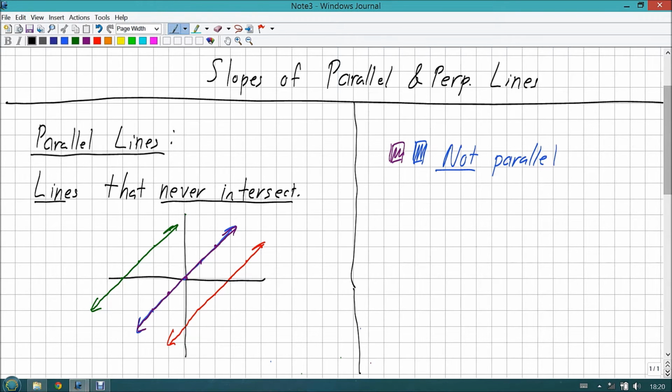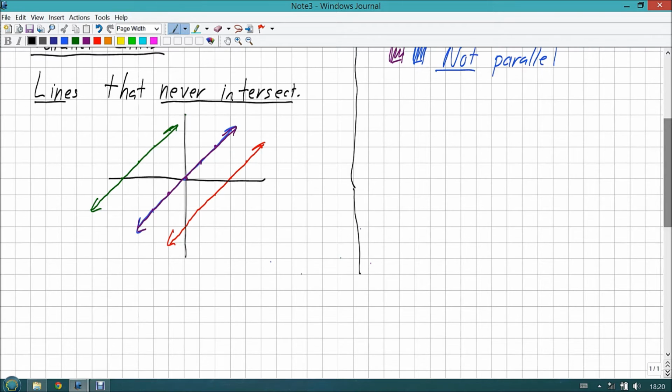So, with that in mind, let's go ahead and look at their slopes. The slope of the green line is, well, we rise one, run one, rise one, run one, rise one, run one. So slope of green is one. For red, we drop one, retreat one, drop one, retreat one, drop one, retreat one. So the slope of the red one is also one. And the slope of blue-purple? Well, it rises one, runs one, or drops one and retreats one. So its slope is also one.